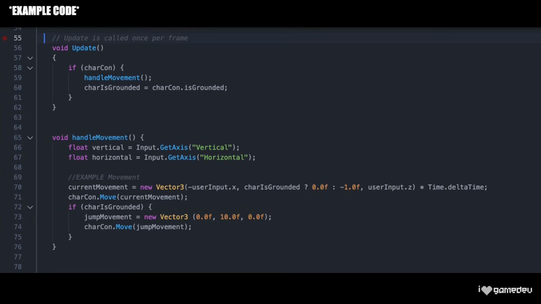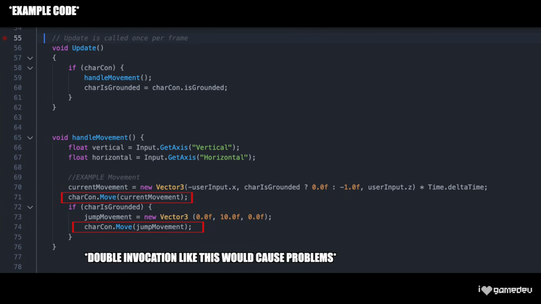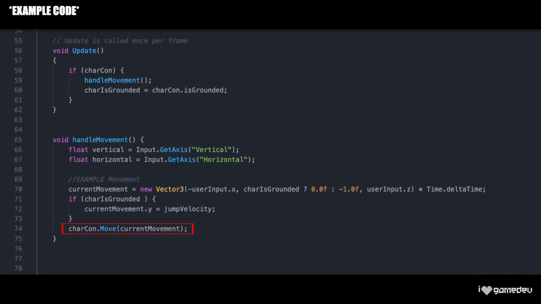For both, it's also recommended that each method is only invoked once per update. This is worth remembering because Move and Simple Move impact other properties, like the isGrounded Boolean and the collision flags. So calling these methods more than once can lead to some unexpected and unwanted results.